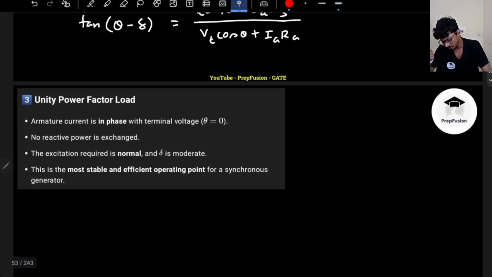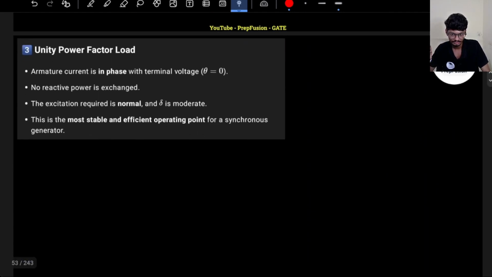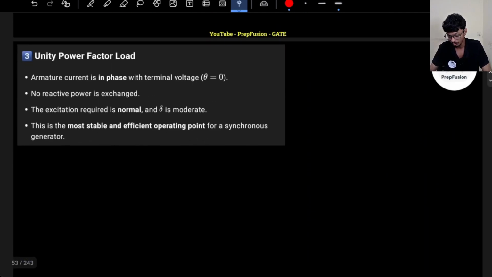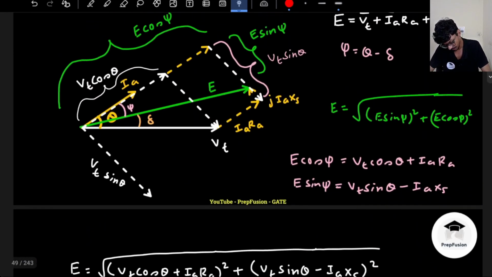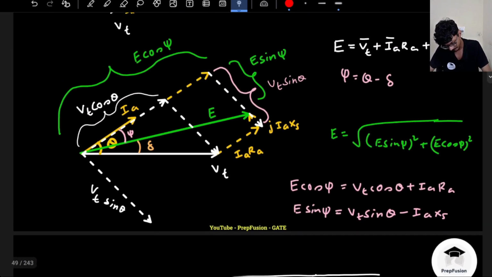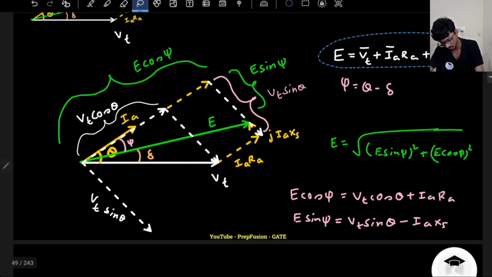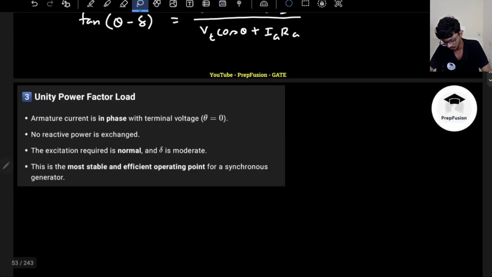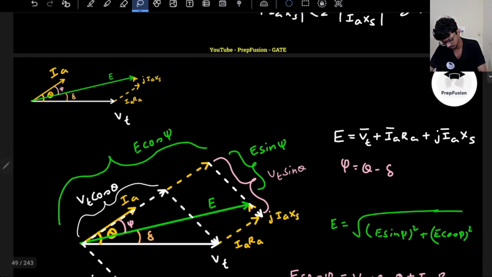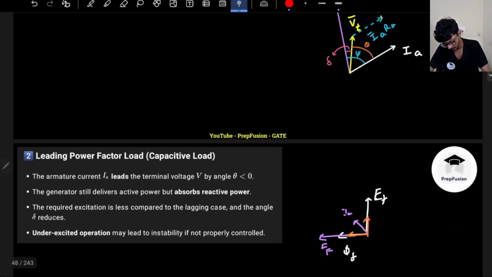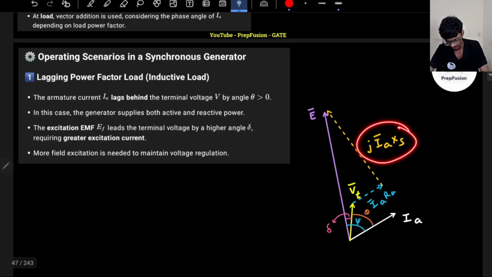Now if it is unity power factor, then there is no factor of theta. Then how will the phasor diagram be? Again I will copy this equation. This equation will always be valid no matter what. Now if it is unity power factor, the value of Xs will not change. Here the drop was very high. Why was it very high?